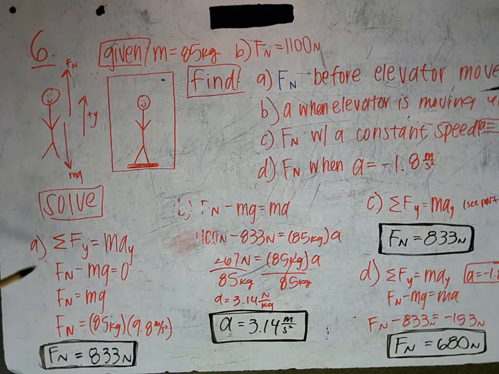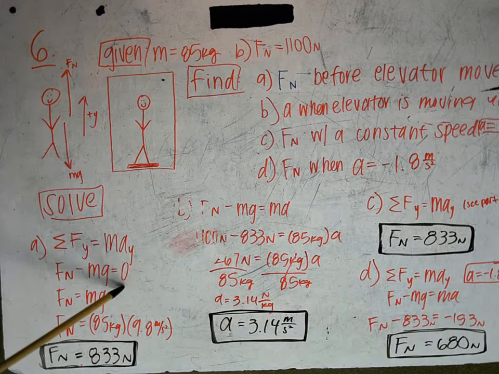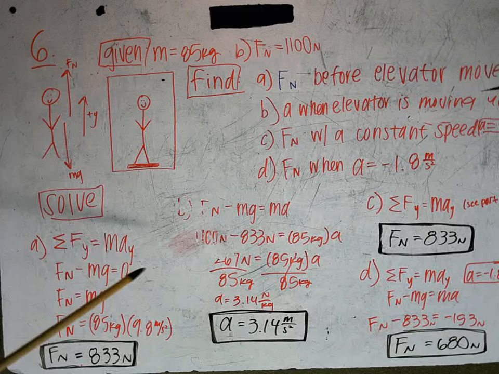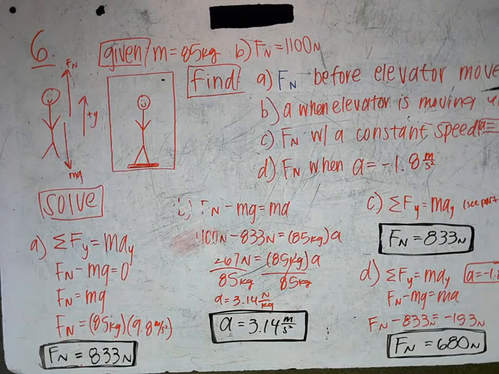But if you stand on the scale and you draw the free body diagram and you sum the forces in the y direction equals ma, well, if you're not accelerating yet, the elevator is not moving yet, then you go, okay, normal force minus the weight equals 0. So therefore, the normal force must be equal to your weight. And so mg is 833 newtons.